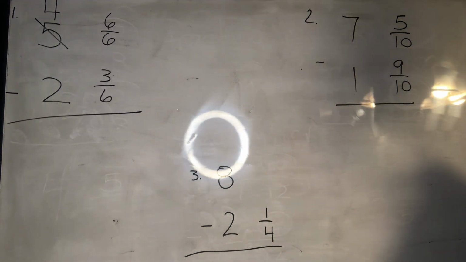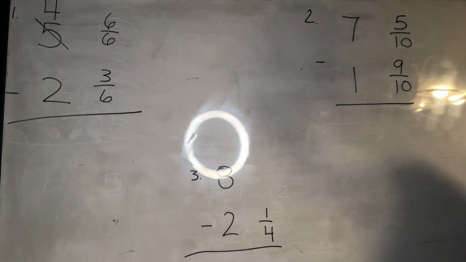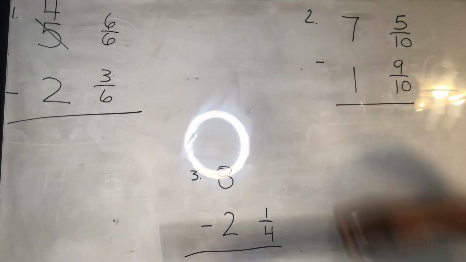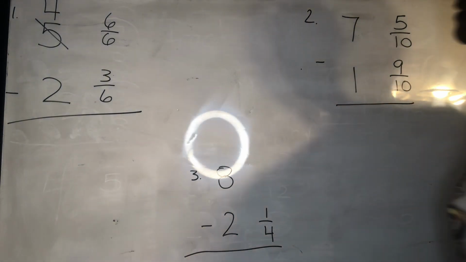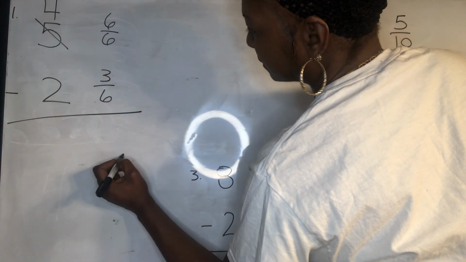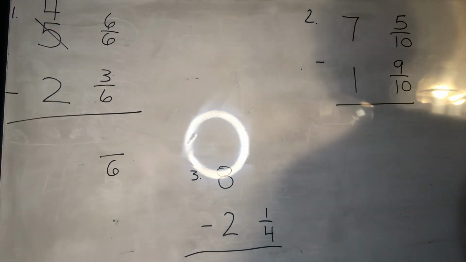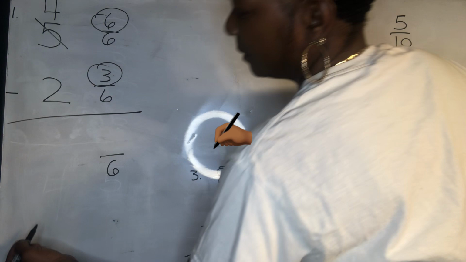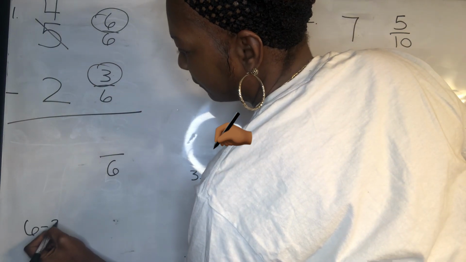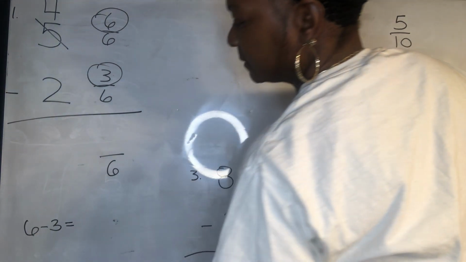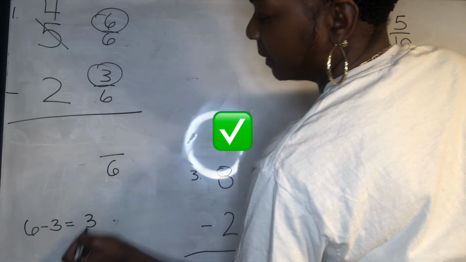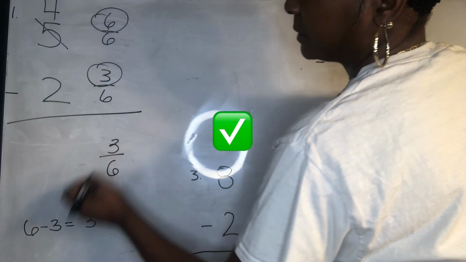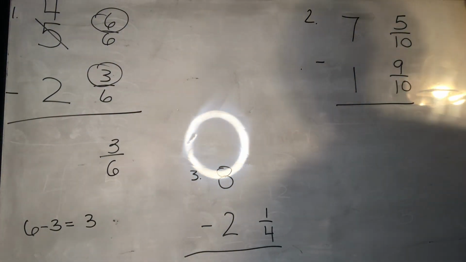So now we can actually go ahead and start this problem. We're going to do it like any other problem, and we're going to now start our fraction side first. So as we see, our denominators are the 6, so we keep those as the same. We circle our numerator sentence. We write our numerator sentence as 6 take away 3. We get an answer of 3. We put that 3 over 6.